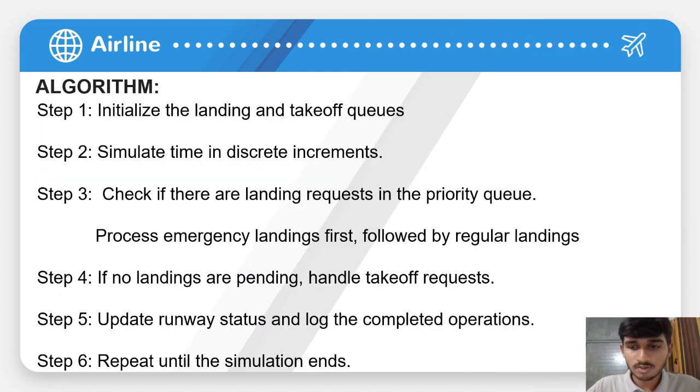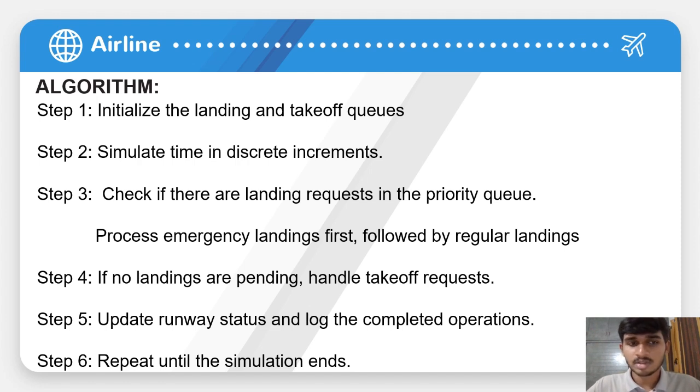So this is the algorithm for the program. For step one, we'll initialize the landing and takeoff sequence queues. So we'll initialize two different queues in which the elements will be the planes which are going to land and the ones which will take off at that point of time.